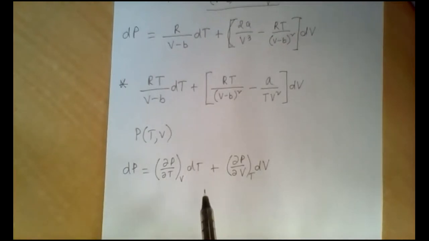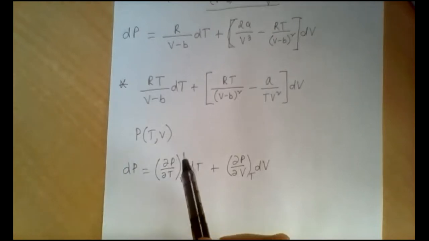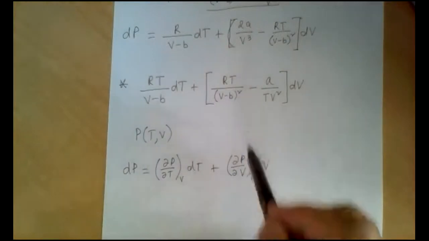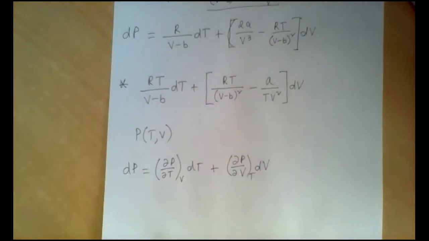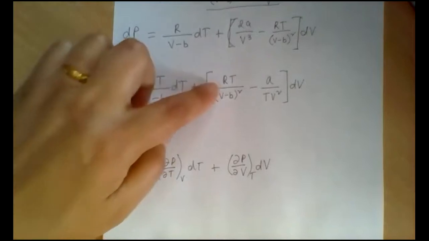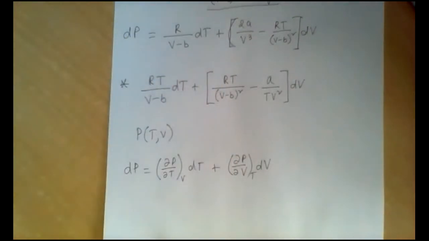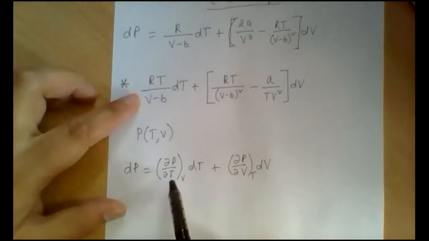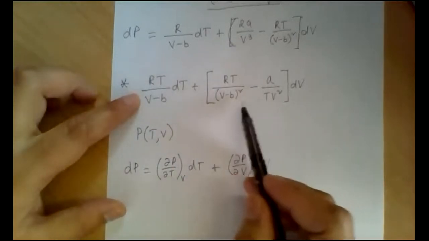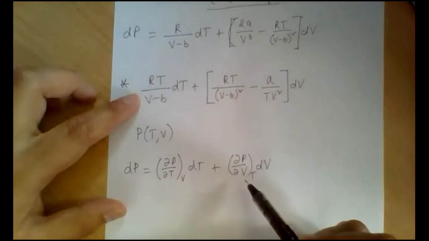Now you compare this and this, compare this and this. You compare this and this, this and this. This will be del P by del T. This will be del P by del V.